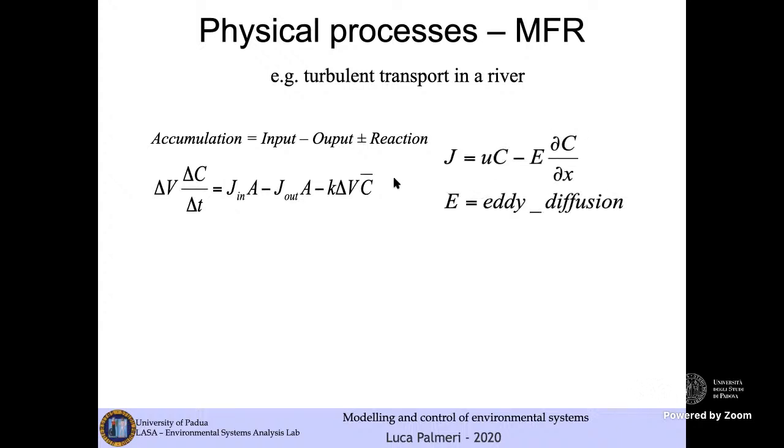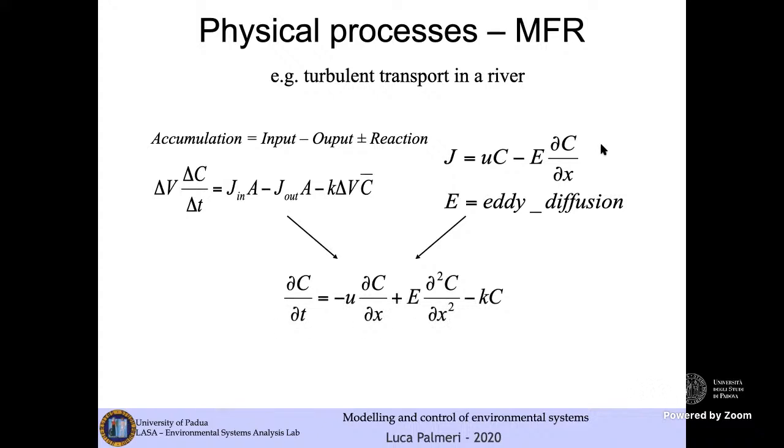If we put all this together, we may define that the flow, inflow and outflow as well, is equal to the speed of the flow times the concentration minus a term that takes away from the flow some quantity of material due to eddy diffusion, so you include an eddy diffusion coefficient, and you multiply this by the variation in space of the concentration C.